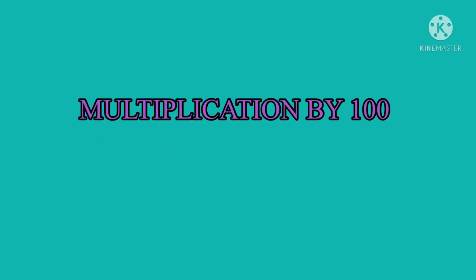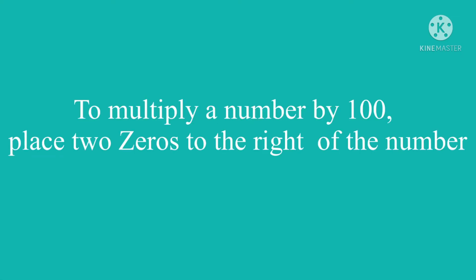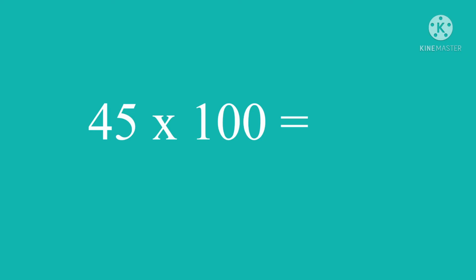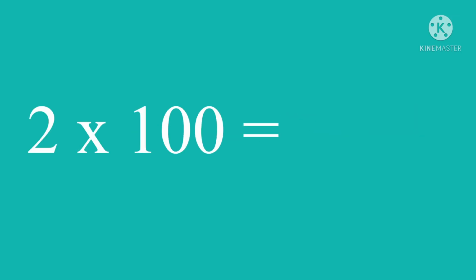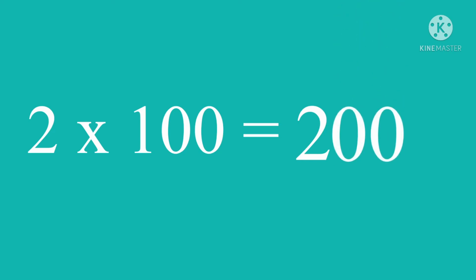So now let us see the multiplication of a number by 100. To multiply a number by 100, put two zeros to the right of the number. Example, 45 into 100. Write the number 45 first and then place two zeros to the right. So the answer is 4500. Now another example, 2 into 100. Write the number 2 and place two zeros to the right. So that is equal to 200.